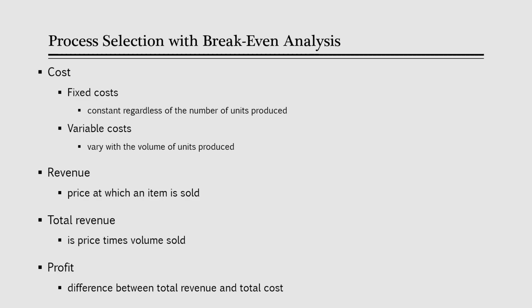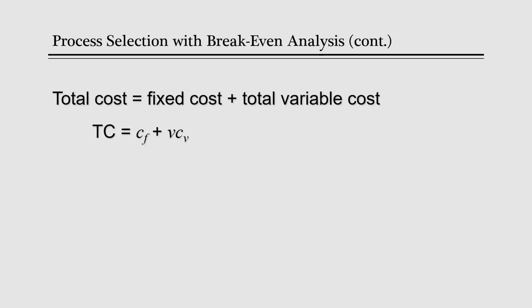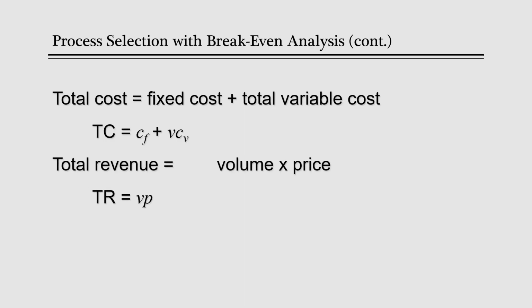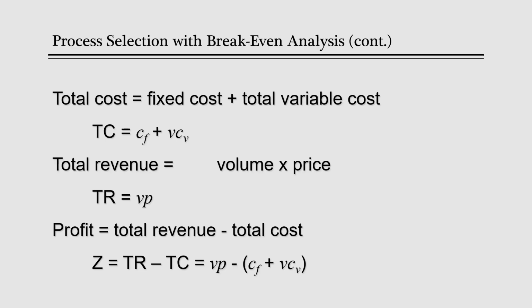Then we have the revenue. Revenue is the price at which an item is sold. Then the total revenue we can get by taking the price into the volume it sold. The profit means the difference between the total revenue and the total cost. Now you can see different formulas which is used for the break-even analysis. First one, total cost. It is the combination of fixed and variable cost. Then we have total revenue, that is the volume into price. Then we have profit, that is the difference between total revenue and total cost.